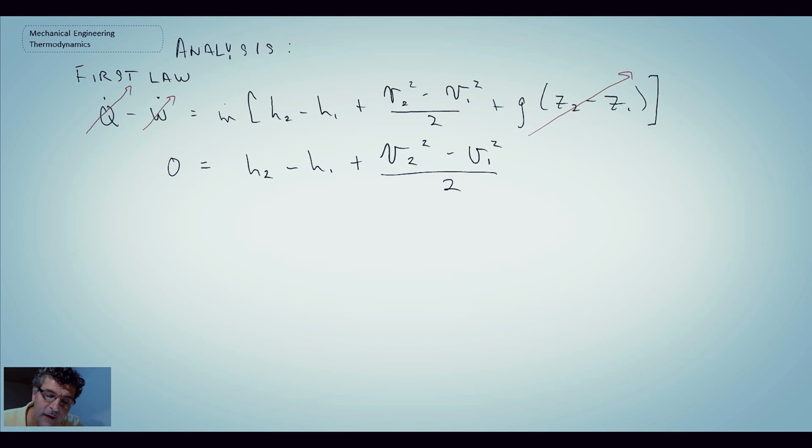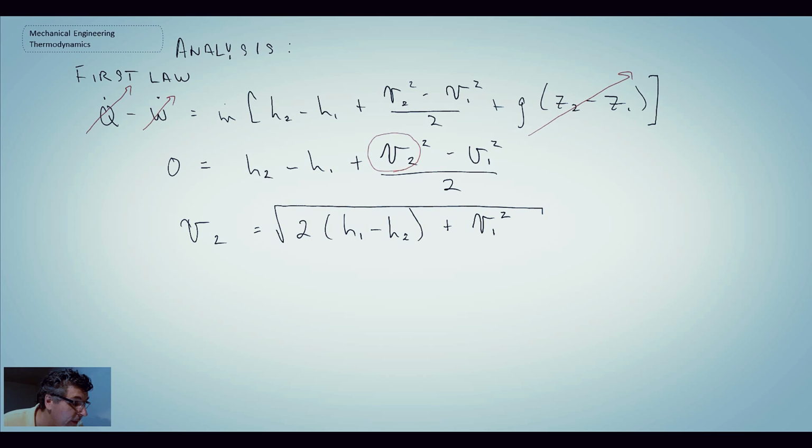So with this, what we're going to do, we want to isolate for V2. That's what we're looking for. So let's isolate for V2. And we get this term here. We can then enter in numbers.